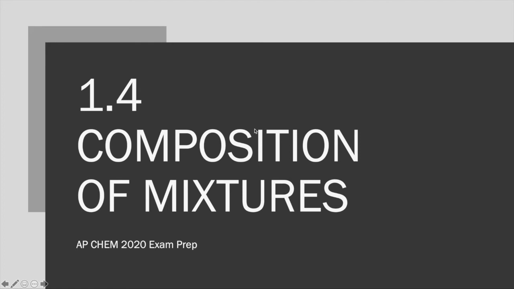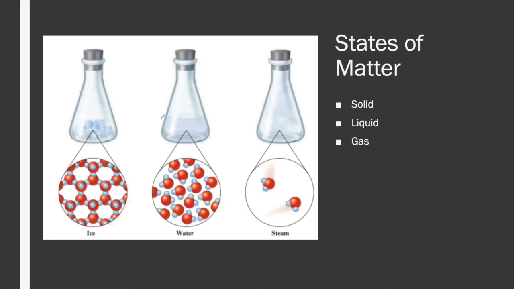All right, we're on 1.4, Compositions of Mixtures in AP Chemistry, Unit 1. Let's get started. So, we start off with states of matter. There are 3: solid, liquid, gas. Well, excluding plasma. So, what exactly is a solid?